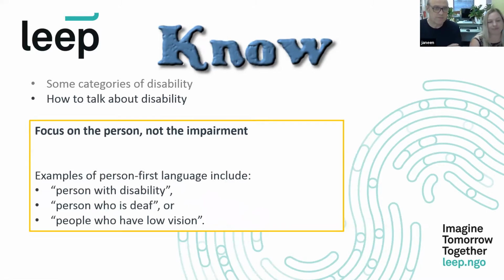So some examples of first person language. The person comes first. Person with a disability. Person who is deaf. Person who has low vision. Rather than deaf person.